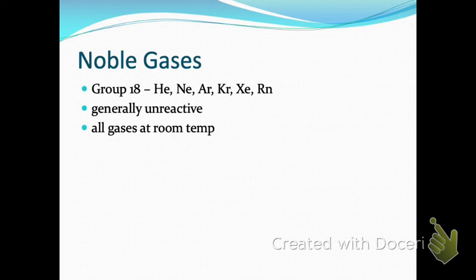The noble gases are generally unreactive. Can you remind me why they're typically unreactive? Because they have 8 valence electrons. They already have all 8 valence electrons that they want, okay? They're gases at room temp.